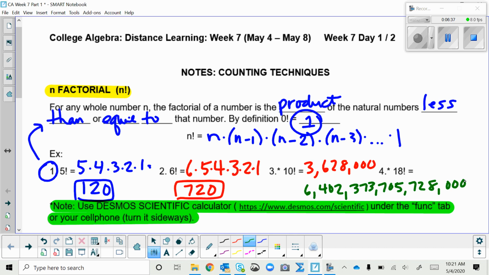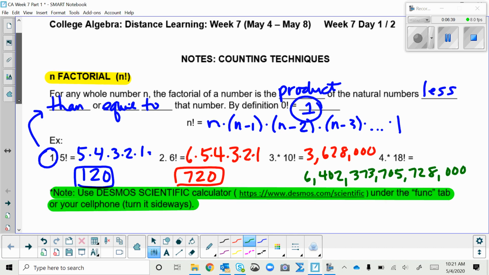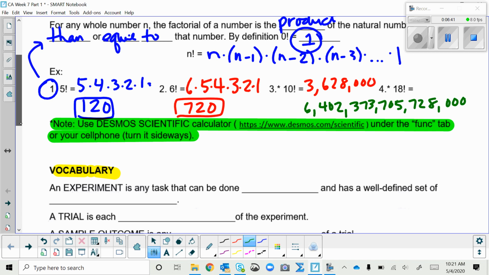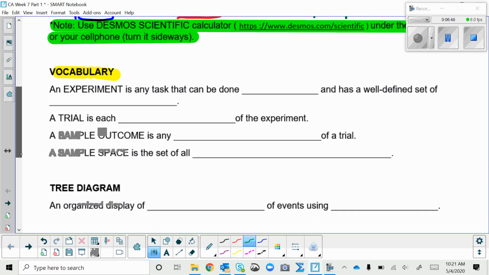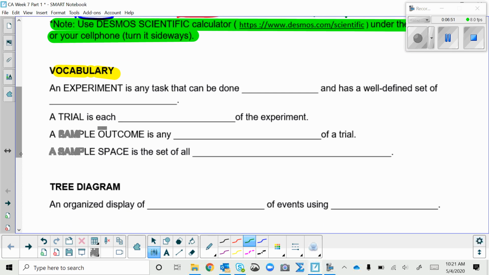This was just a particular kind of format where it was 5 times 4 times, 1 less than what you started with. So a little bit of vocabulary that we'll be talking about today. An experiment is any task that can be done repeatedly and has a well-defined set of possible outcomes.